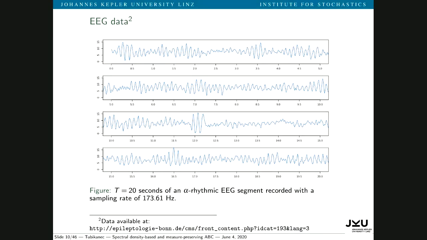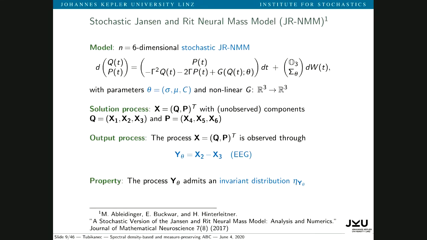And this type of data can be reproduced by the output process of the model. So while the model itself has 6 dimensions, what can be observed is only the difference between 2 of the components. And this is what can be measured with EEG recording techniques. Then also it has been shown that this model admits an invariant distribution, so it nicely fits into our setting of interest. And there are 3 parameters we are mainly interested in.